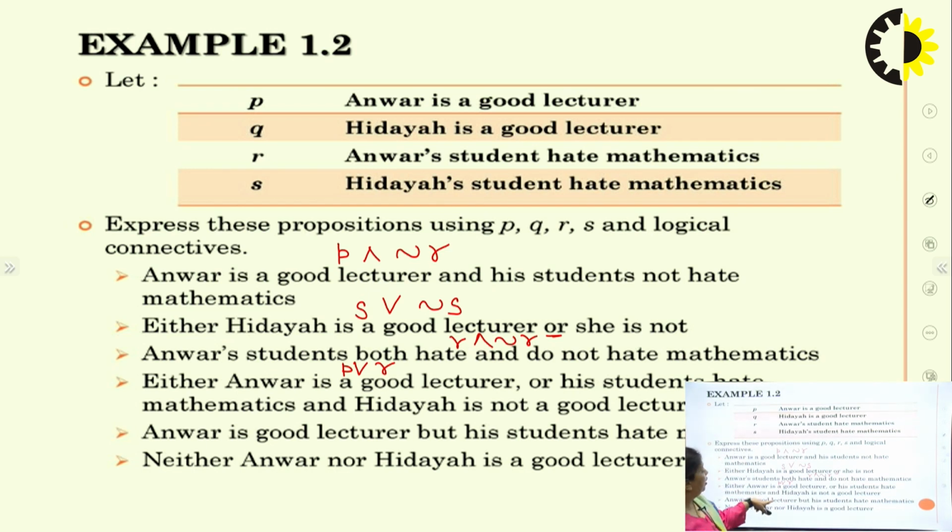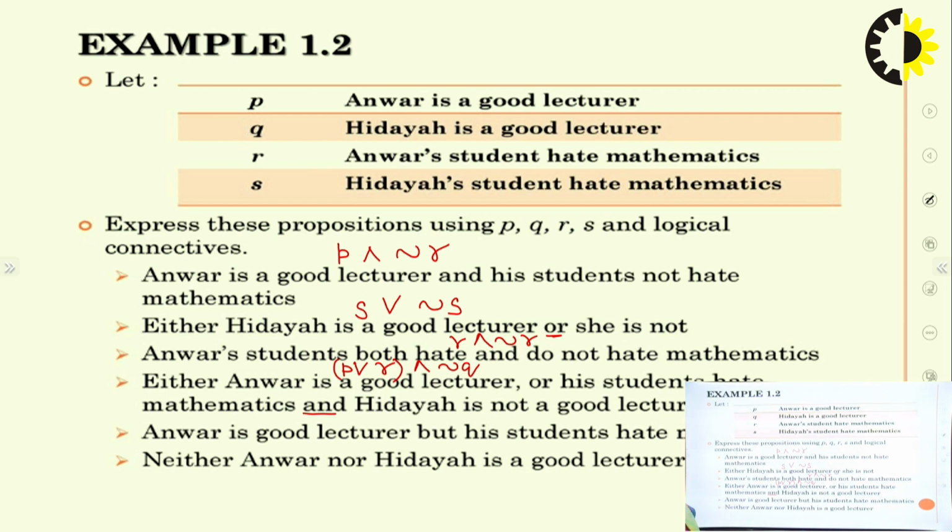Then again we have another sentence. So here we have P or R. Then Hidayah is not a good lecturer. So Hidayah is a good lecturer. It's given to me in Q. So I have to first negate Q, and then I have to join it using an AND. So this is my final output: P or R and not Q.